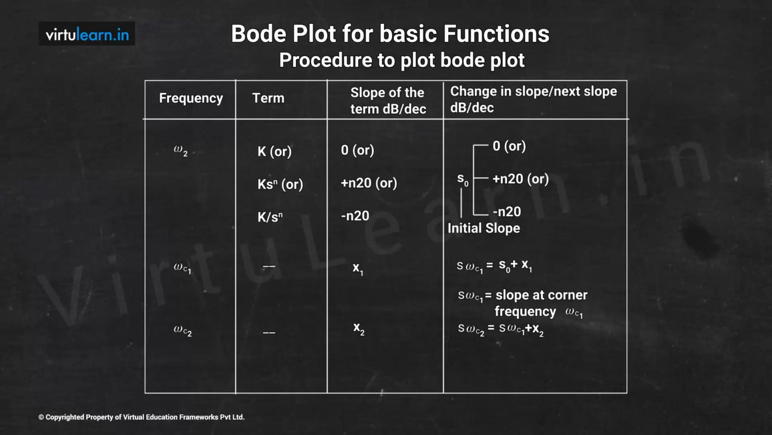So this table is important. Once you have this table, then we can do the simple calculations and we can get one table which is having one column as the frequency, other column as the magnitude in dB values. Then we can plot very easily. Now what is this S omega c1? S is the slope, omega c1, it is at omega c1. At omega c1, the first corner frequency, what is the slope?